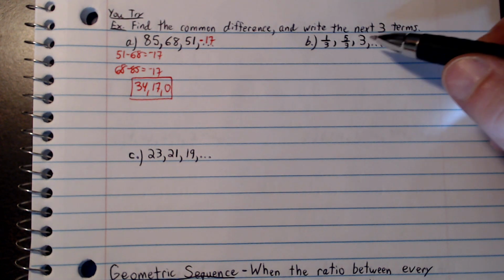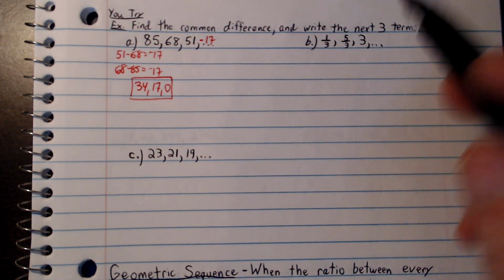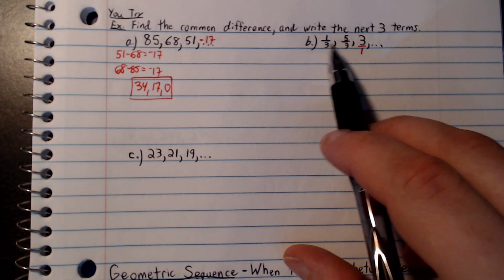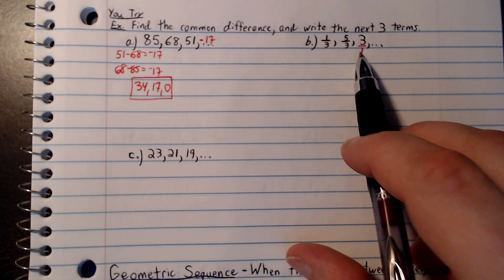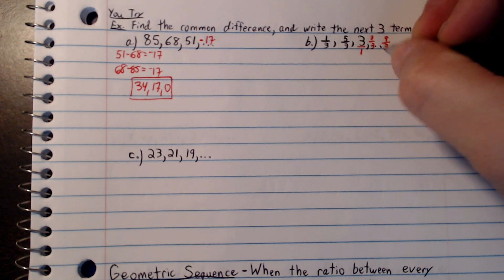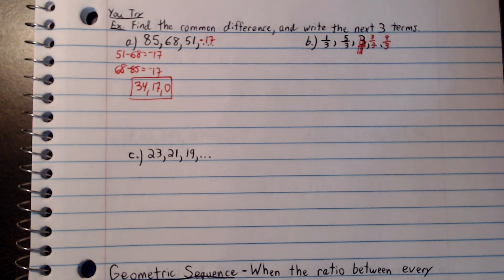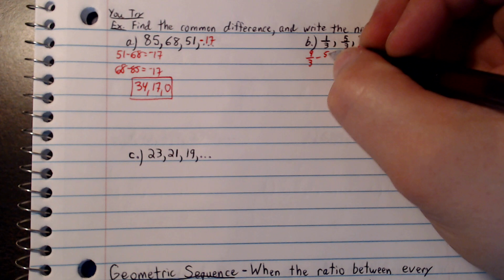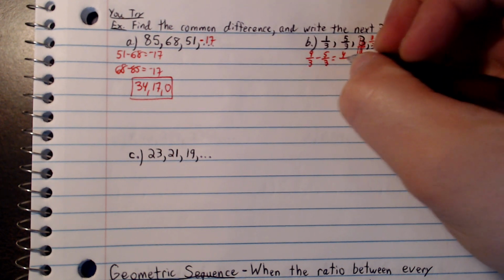All right. The next problem, we've got 3, which is really 3 over 1. And these are both over 3 here, so I need to multiply this by 3 over 3. That's going to be 9 over 3. So that's what this term is, 9 over 3. So let's see. 9 over 3 minus 5 over 3 is 4 over 3.